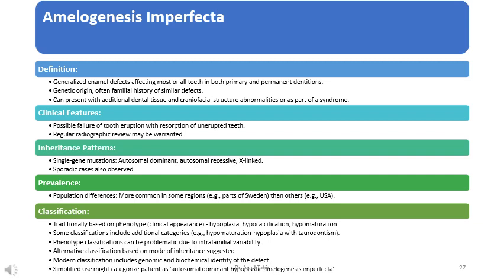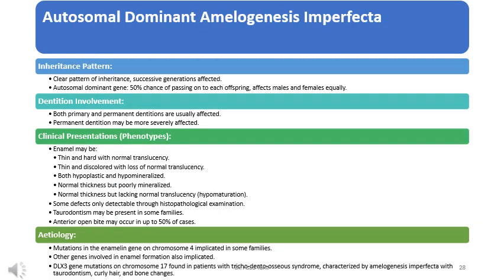Phenotype classifications can be problematic due to intrafamilial variability. An alternative classification based on mode of inheritance has been suggested. Modern classification includes the genomic chemical identity of the defect. Simplified use might categorize a patient as autosomal dominant hypoplastic amelogenesis imperfecta, autosomal dominant amelogenesis imperfecta.